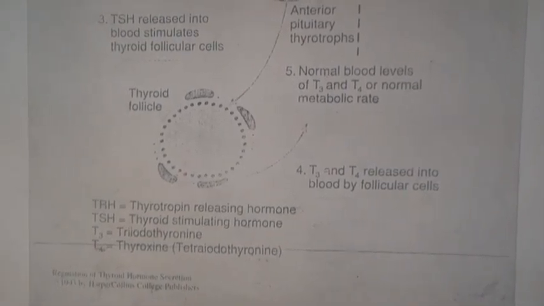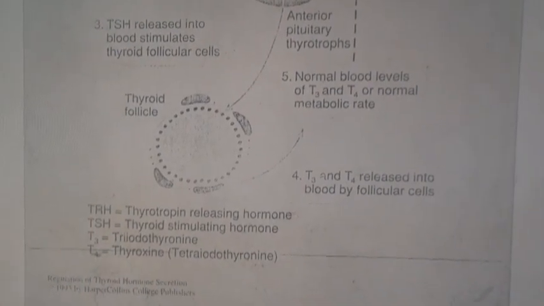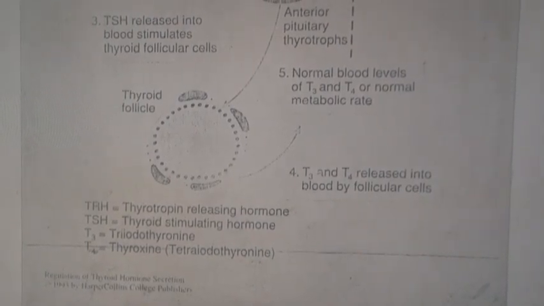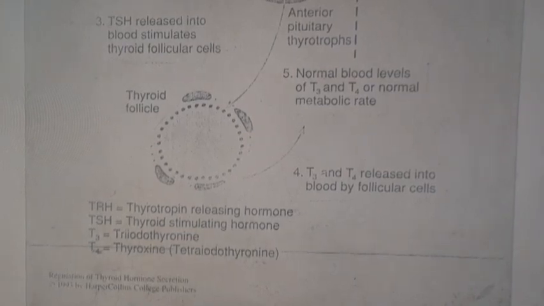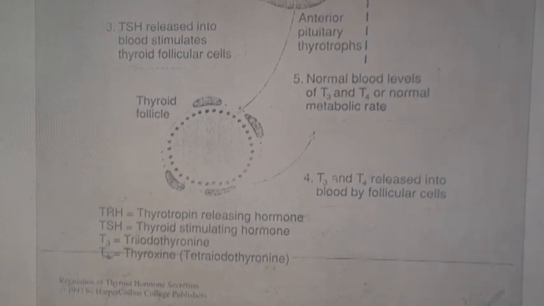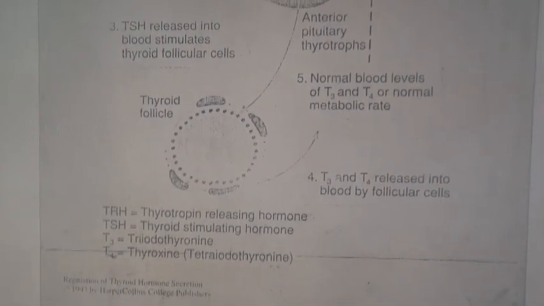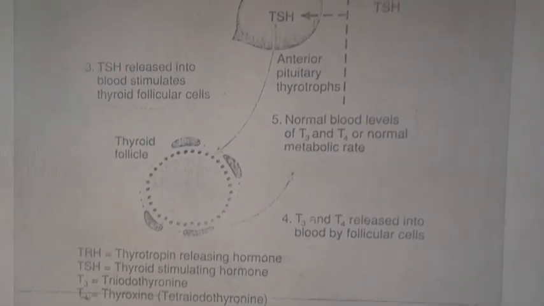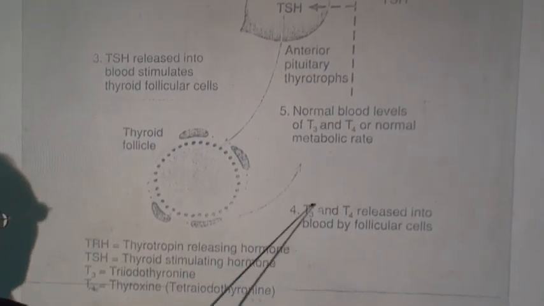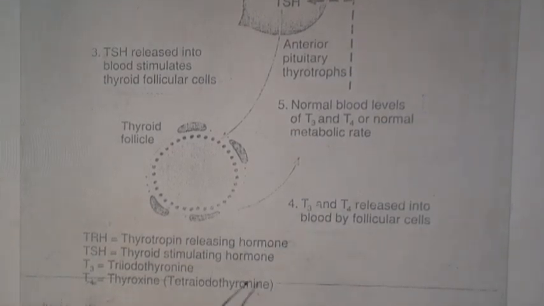In between the follicles, there are parafollicular cells. These parafollicular cells produce an unrelated hormone called calcitonin. Calcitonin functions on calcium. Anyway, these hormones are stored in the follicles, in the colloid. As you know now, there are two main hormones, T4 and T3.